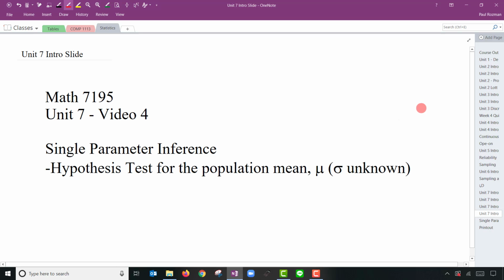Hey, Math 7195. Here we are again in Unit 7, video number 4 of 4. Today we're doing hypothesis tests for the population mean mu.